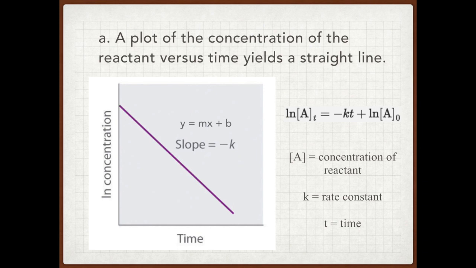We know that if this graph yields a straight line, then the integrated rate law in the form of natural log of [A]t is equal to negative kt plus natural log of [A]0, where A is the concentration of the reactant, k is the rate constant, and t is time, would fit a linear format of y equals mx plus b. This indicates that the reaction follows first-order kinetics. If the graph were to yield a curved line, then this would not be first-order kinetics. Therefore, the answer to part A would be that a first-order reaction would be consistent with this observation.